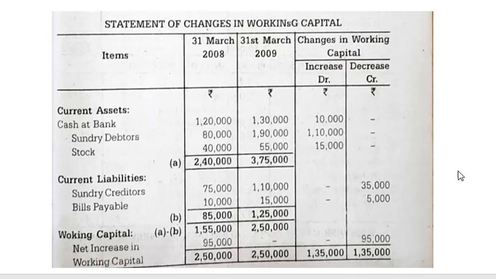Now as I have written here, see the amount of sundry creditors from 75,000 to 1,10,000. There is an increase, but I have written it in the decrease column. Like that only, 10,000 to 15,000 there is an increase, but the difference is in the decrease column. Now working capital is the difference between A and B, A minus B, and you will get the answer.